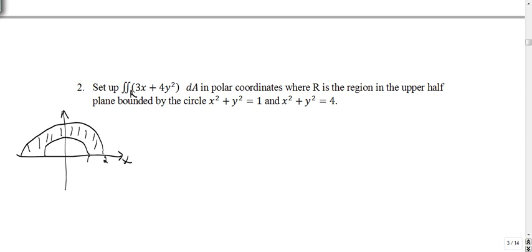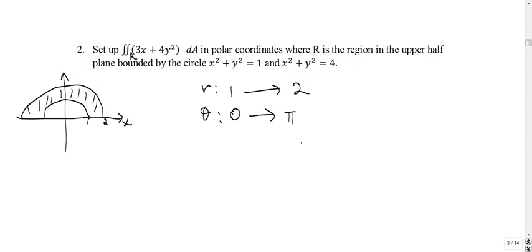So tell me, what are your limits for r? Anybody? 1 to 2. Right. Now, it's in the upper half plane. So what do you think the limits for theta are going to be? 0 to pi. Fantastic. Good. So I think we're ready to convert. So set up your integral. So you have the double integral. Put 0 to pi. Put 1 to 2.